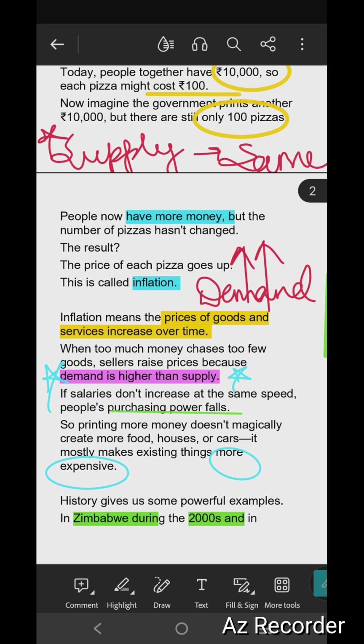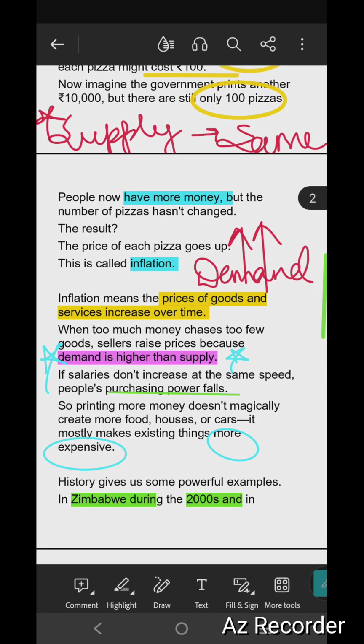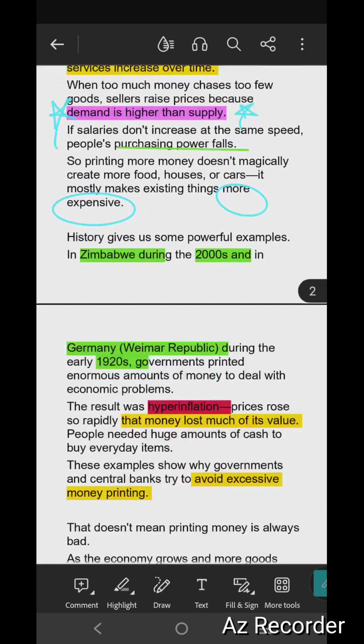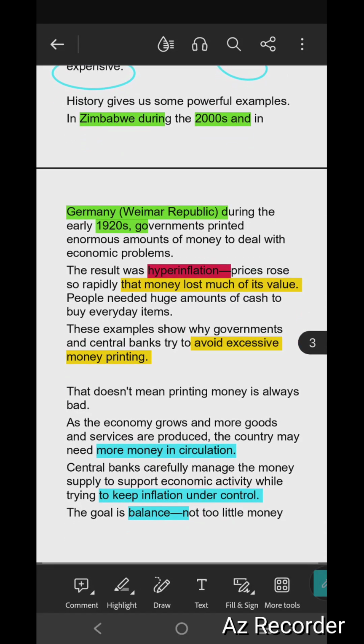Inflation means the prices of goods and services increase over time. When too much money chases too few goods, sellers raise prices because demand is higher than supply. If salaries do not increase at the same speed, people's purchasing power falls. So printing more money does not magically create more food, houses, or cars. It mostly makes existing things more and more expensive.